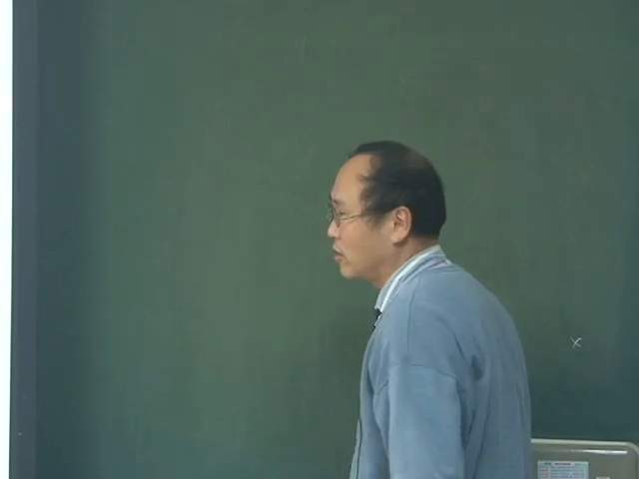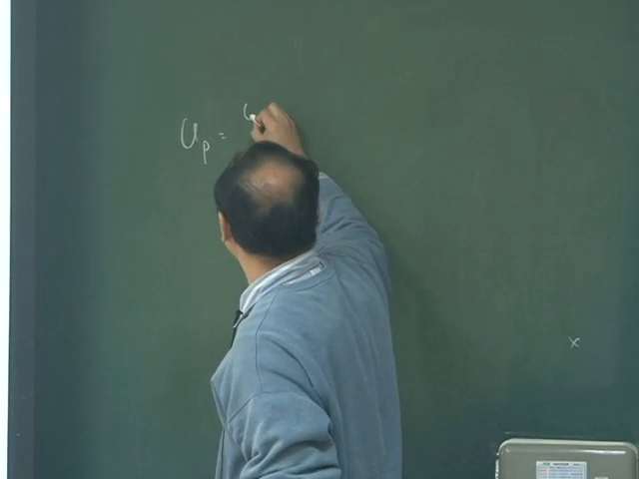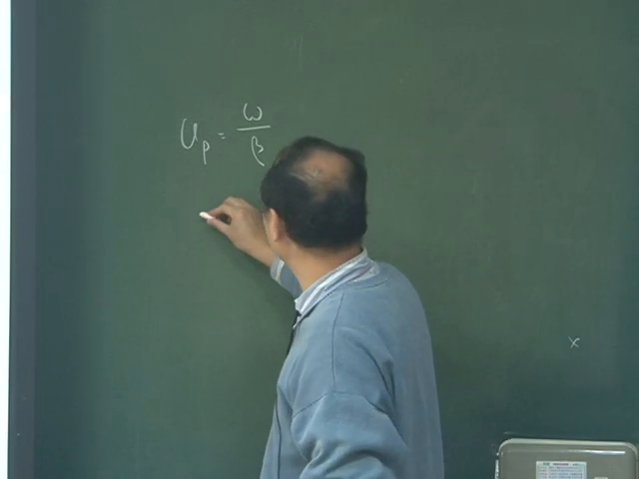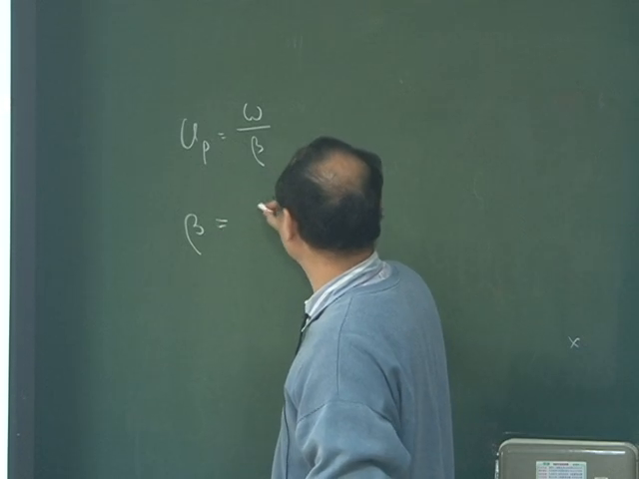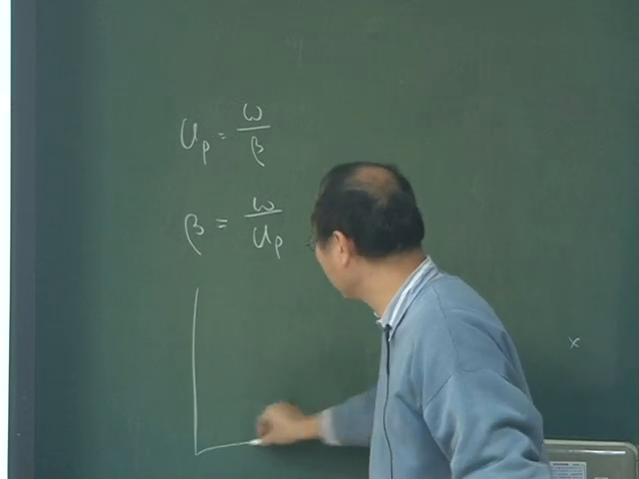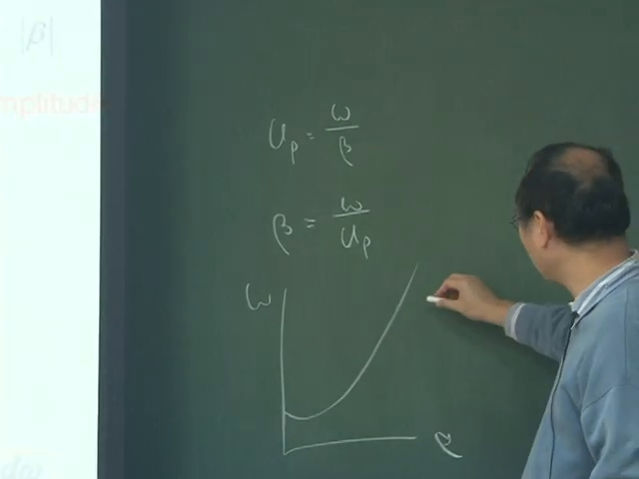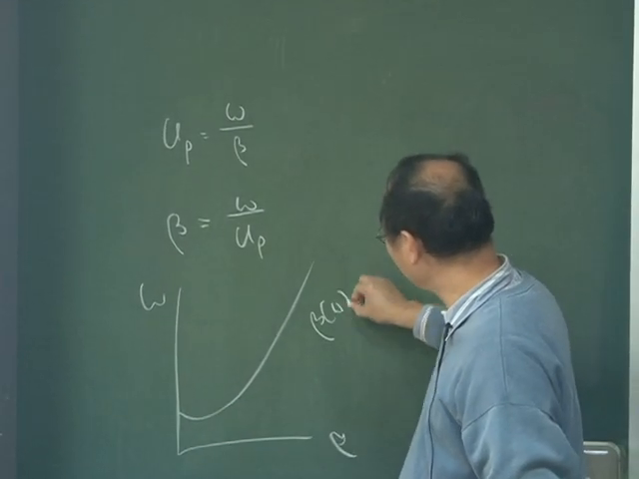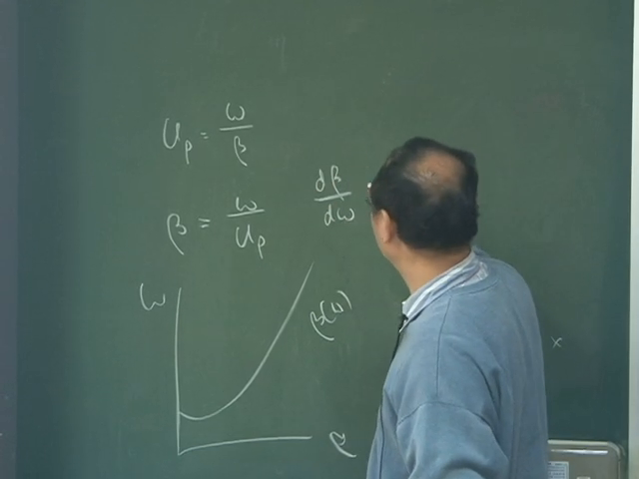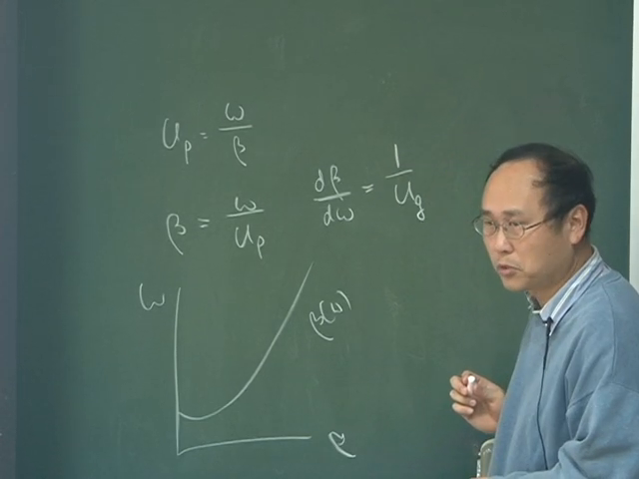Apparently you can derive one quantity from the other. Your phase velocity is equal to omega over beta. So if you have beta equal to omega over up, and sometimes this omega beta diagram is nonlinear, so beta is a function of omega, you can do d beta over d omega. This is 1 over u group velocity, if you just look at this expression.